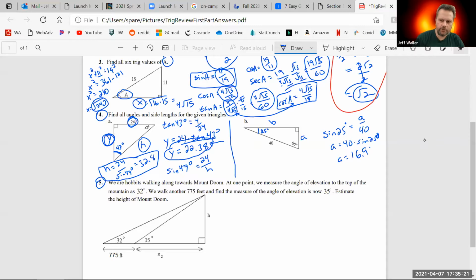So if I continue using this angle to find b, I'm going to have to use cosine because this would be like the x side here. So cosine of 25 degrees would be b over 40. So b would be 40 cosine 25.